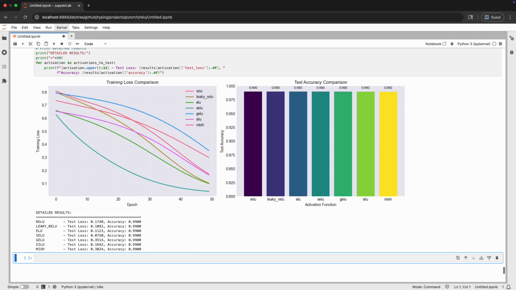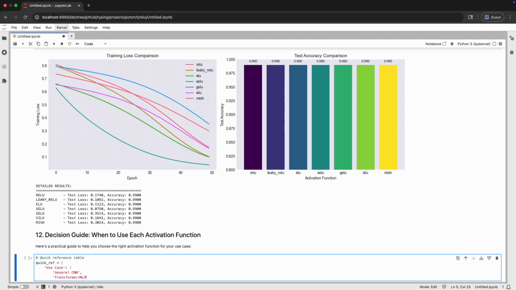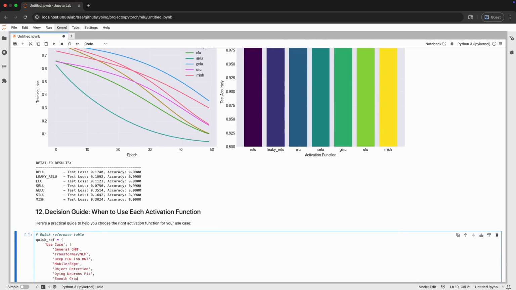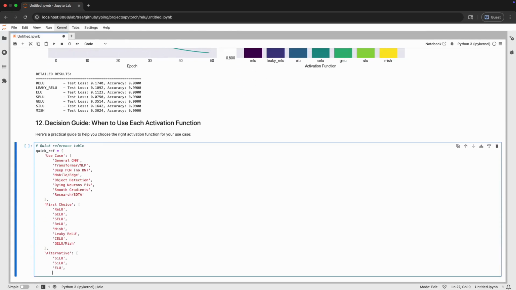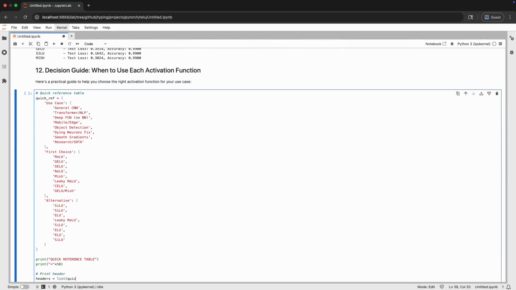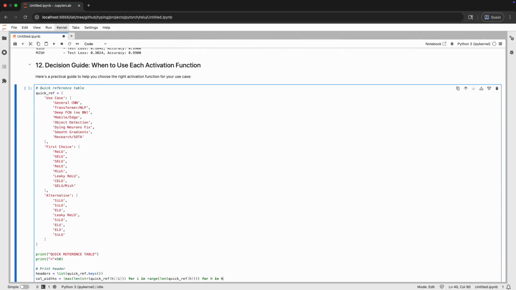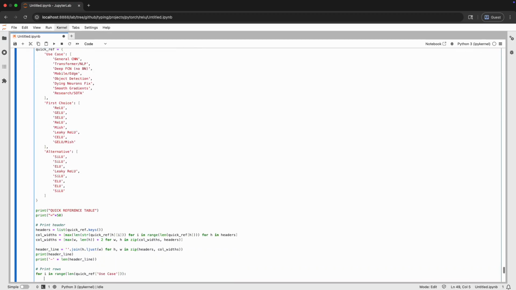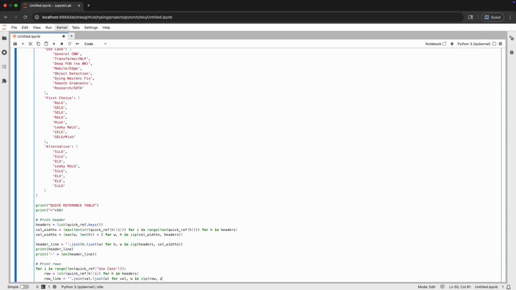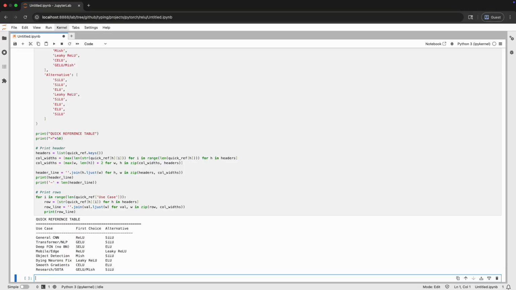Now let's create a decision guide to help you choose the right activation function for your specific use case. Utility code. I'm creating a quick reference table that maps common use cases to recommended activation functions. This practical guide will help you make informed decisions based on your specific requirements, whether it's for CNNs, transformers, mobile deployment, or other scenarios. This quick reference table provides practical guidance for choosing activation functions.